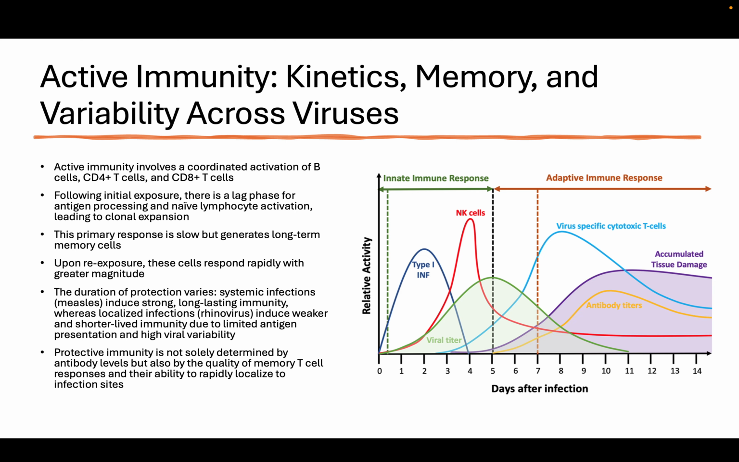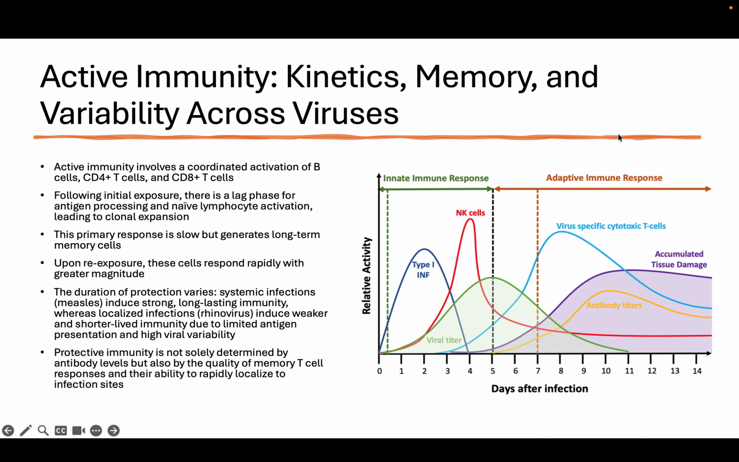So as we said, active immunity really is coordinated by the activation of your B cells, your CD4 T cells, and your CD8 T cells. So we know that our innate immune system has tried to stop as much as it can the viral titer. They start to come in, they start to literally bring the antigens towards the B cells, towards the T cells to start kicking up your cytotoxic T cells and your antibody titers.